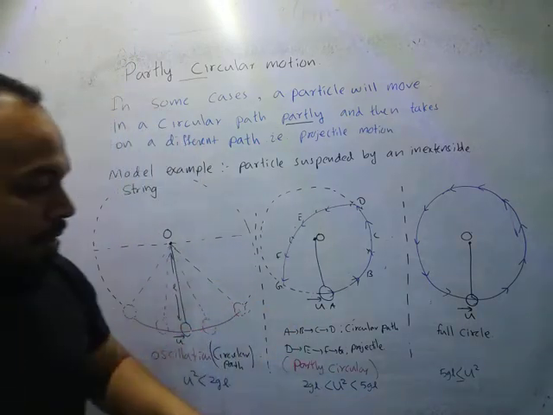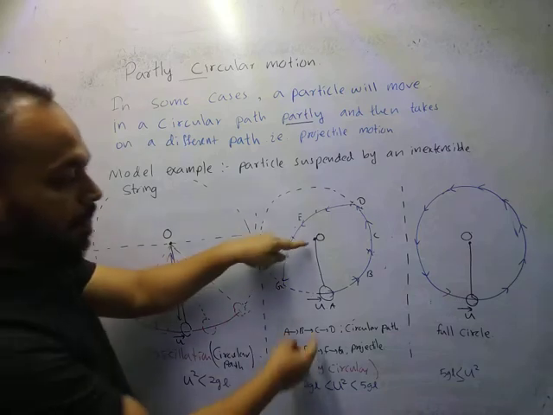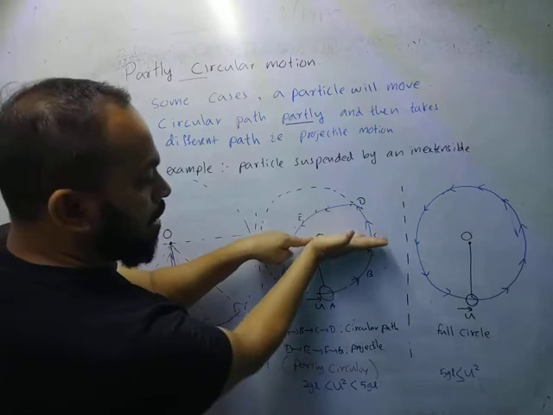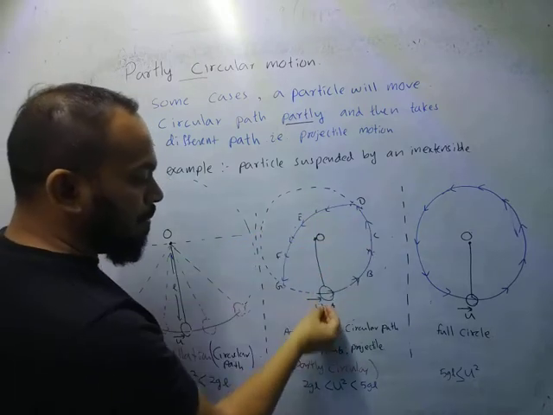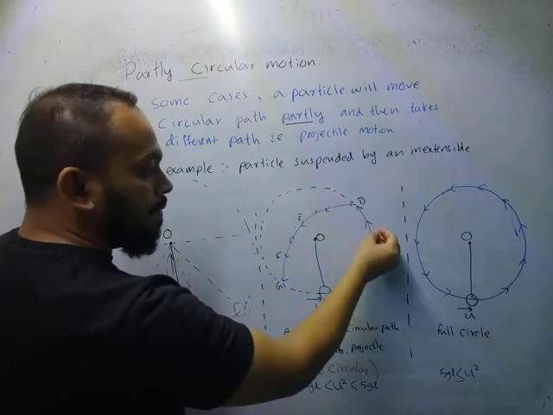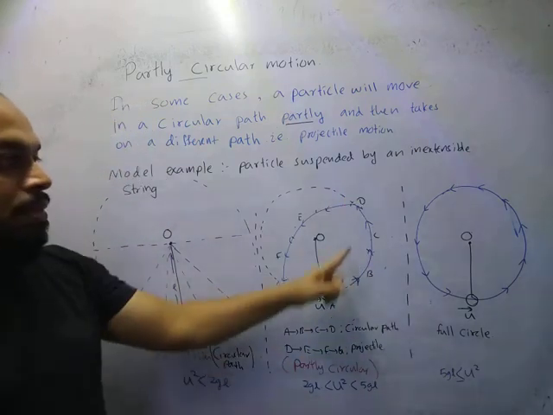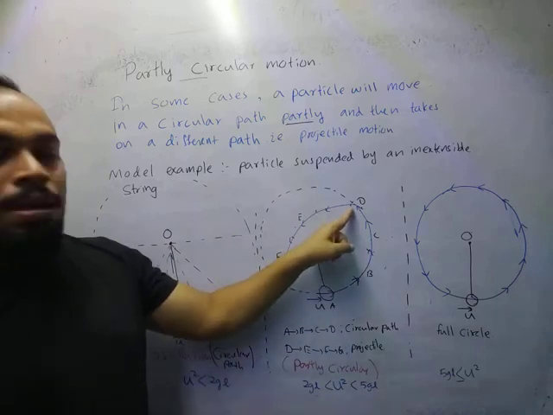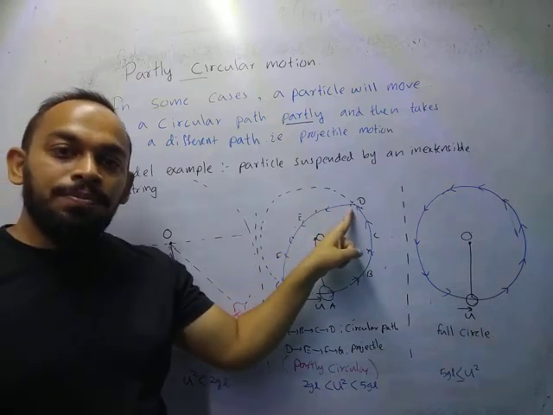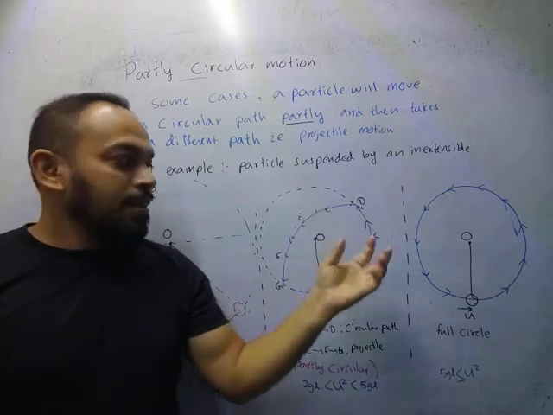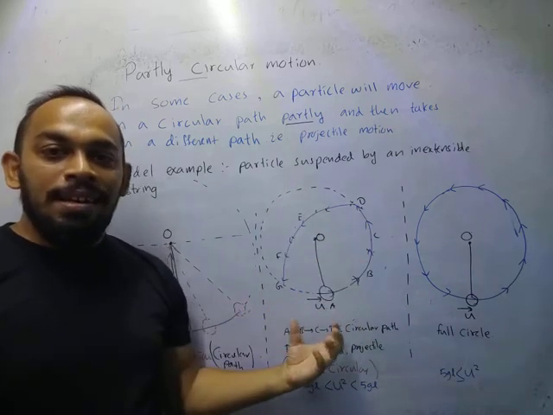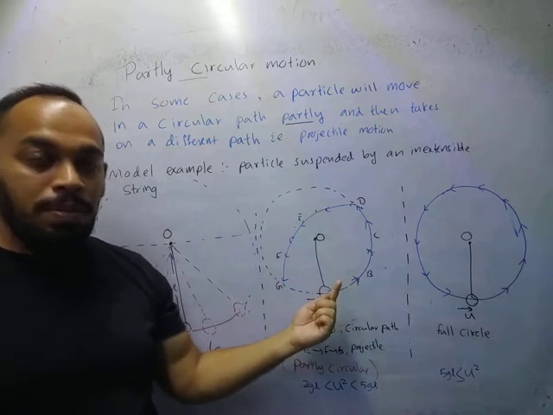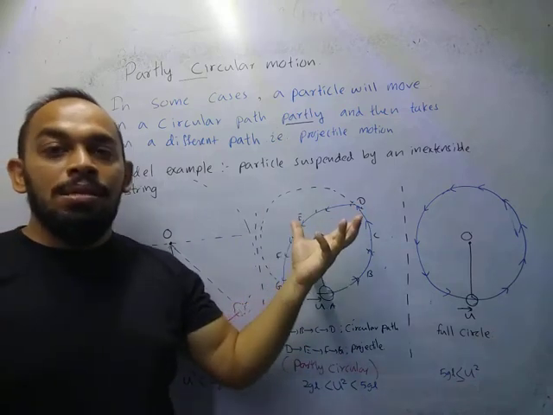Next, partly circular motion. What will happen is that if the particle has enough energy to surpass this level, it will go up. And sometimes, I will tell you at what times the tension will become zero. So now two things can happen. Maybe since it does not have enough energy to go on the full circular path, it might lose its kinetic energy.